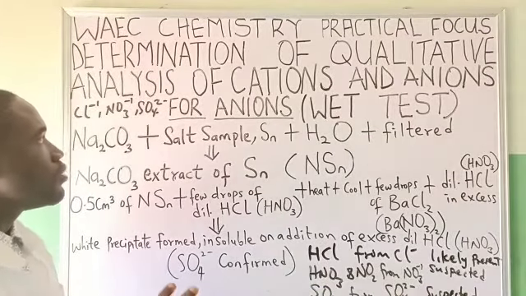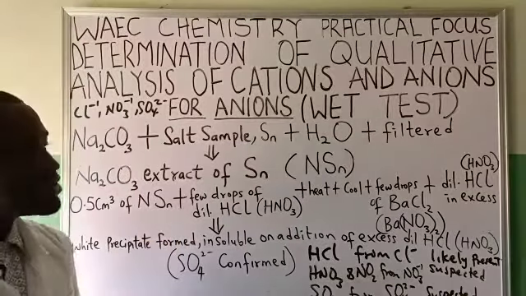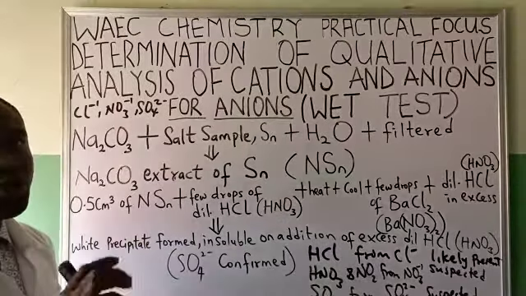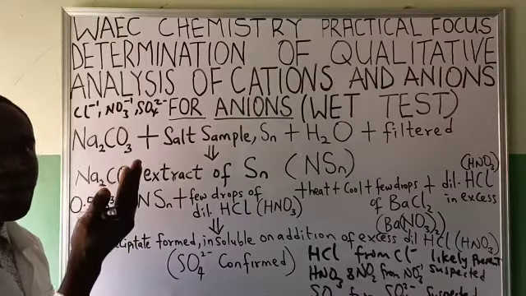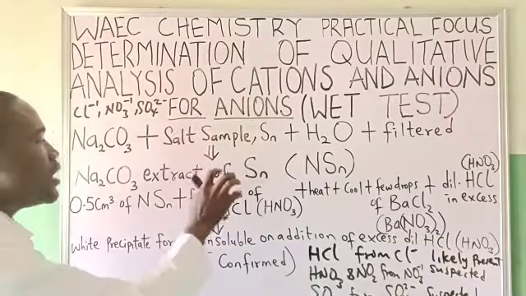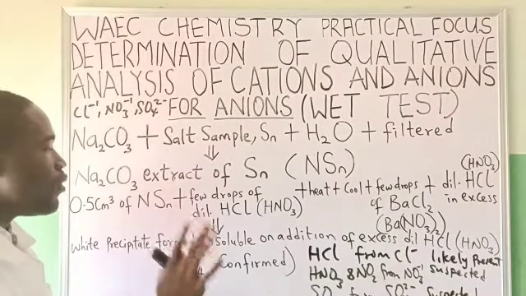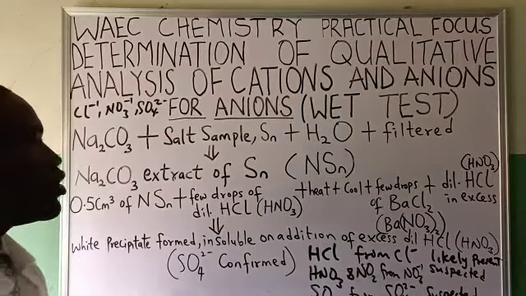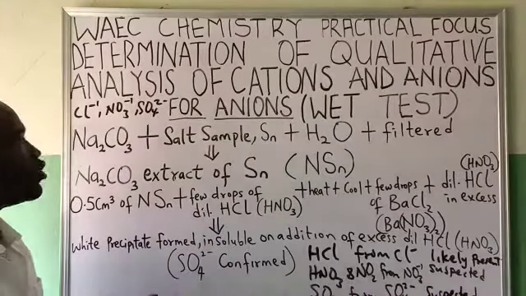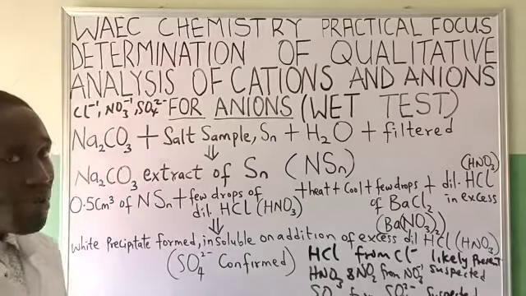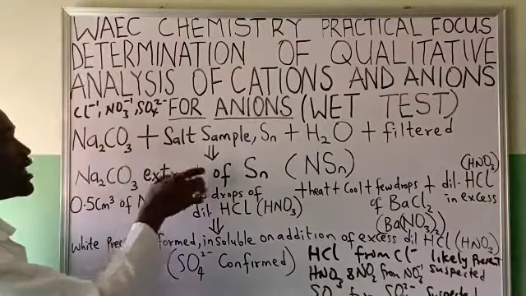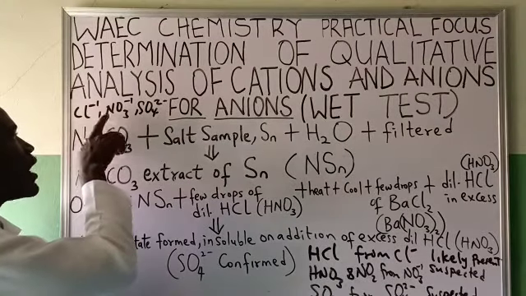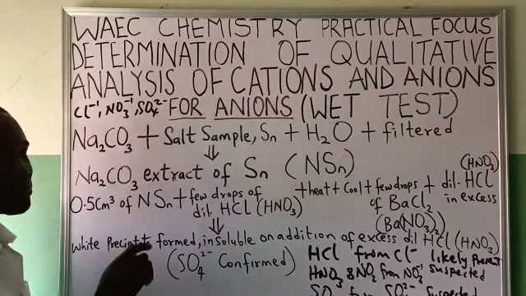So for us to avoid their interference, we need to prepare sodium carbonate extract so that it will precipitate them out. Then we get a filtrate that will help us to determine the presence of these acidic radicals or the anions. How do you prepare this sodium carbonate extract? Remember I said this sodium carbonate extract we are to prepare is used for determination of chloride, nitrate, sulfate ion.